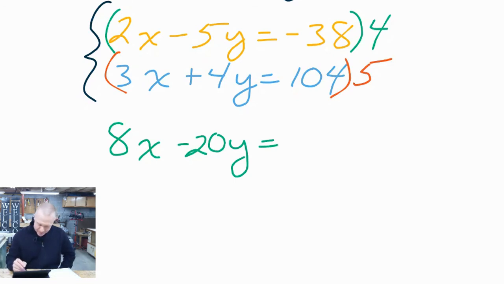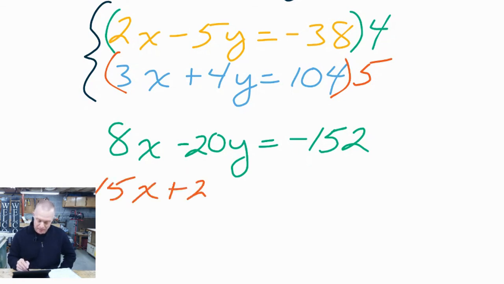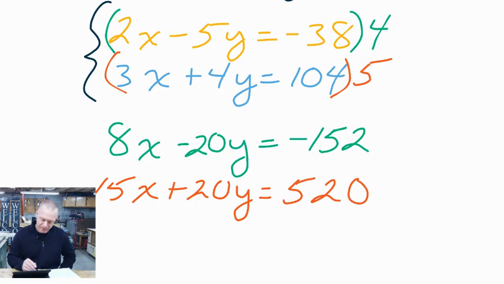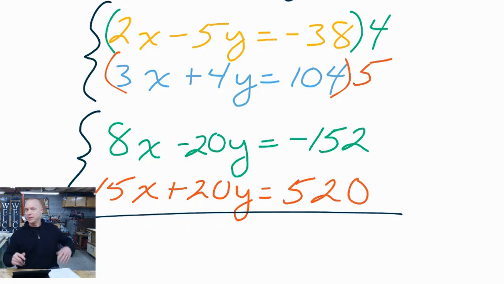And negative 38 times 4, that's negative 152. I had to check that on a calculator. So yeah, multiply everything by 5: 15x, 20y, and 520. Yeah, 520. Okay, I feel like I've changed the system now a couple times, but that's the idea. You can change it as much as you need to, as long as you're multiplying every number.